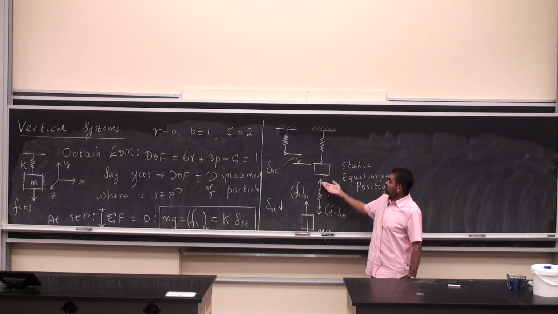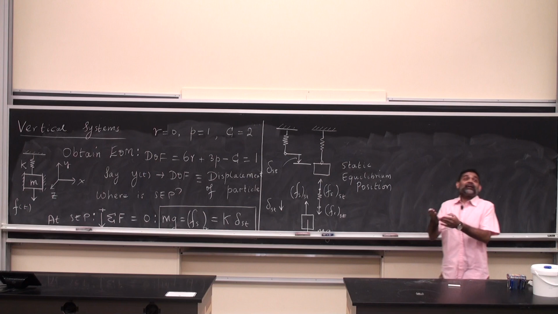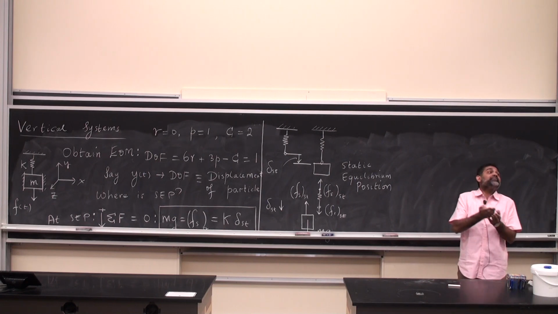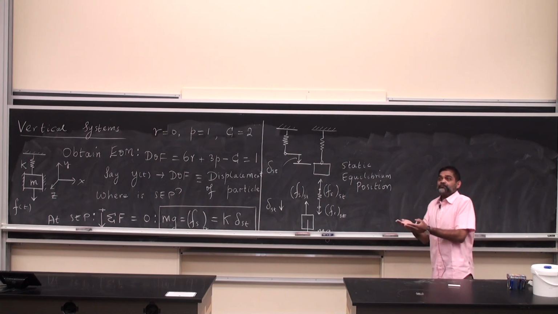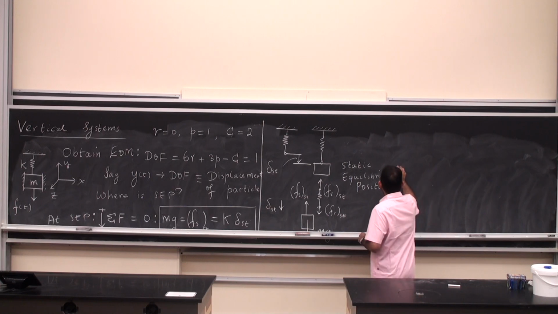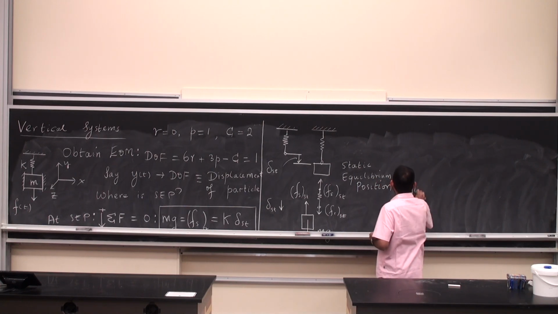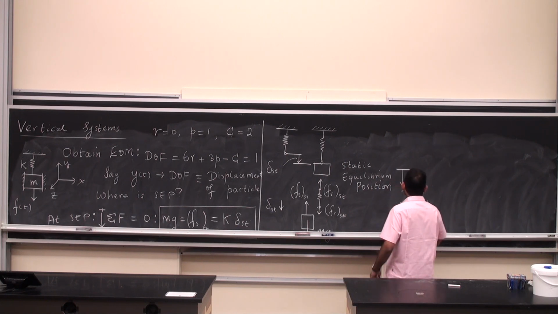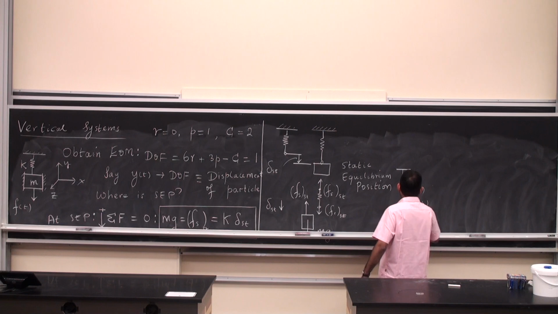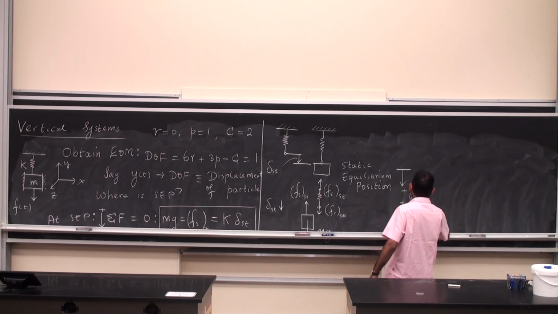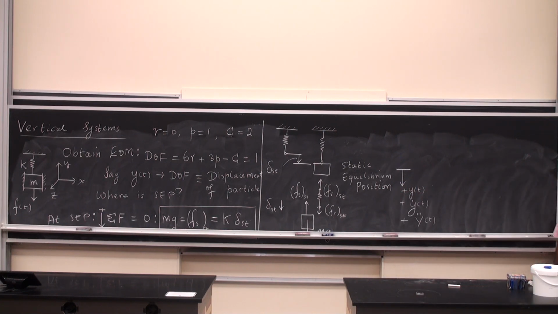I bring it to the SEP, and then I apply my displacement from the SEP, which is y of t. I choose a positive sign convention. This is plus y, y dot, y double dot, and so on. This is my sign convention from SEP.